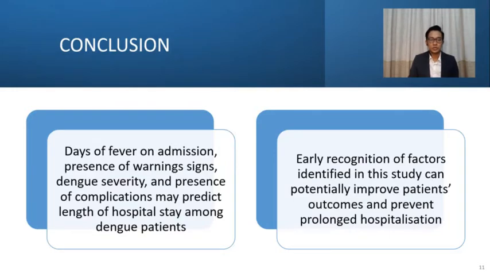So in conclusion, days of fever on admission, presence of warning signs, dengue severity, and presence of complications may predict length of hospital stay among dengue patients. Early recognition of factors identified in this study can potentially improve patients' outcomes and prevent prolonged hospital stay.